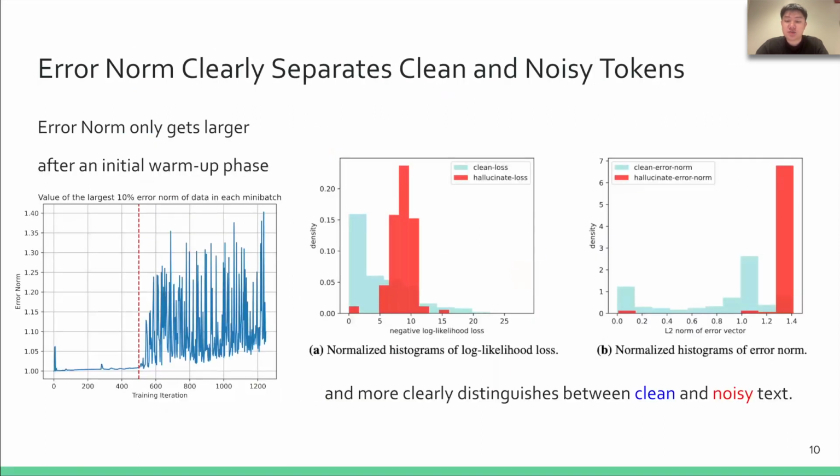We validate our method empirically. The left line plot shows that when we are pre-training a model from scratch, in this case a GPT-2 large model on Wikitext 103, the error norm only gets larger after an initial warm-up phase, meaning that the model learns to distinguish clean and noisy tokens on the fly. The histograms on the right show clean and noisy text in blue and red respectively. We see that the right histogram, which is the distribution of the error norms, more clearly distinguishes between clean and noisy text compared to the middle histogram, which shows the loss distributions.